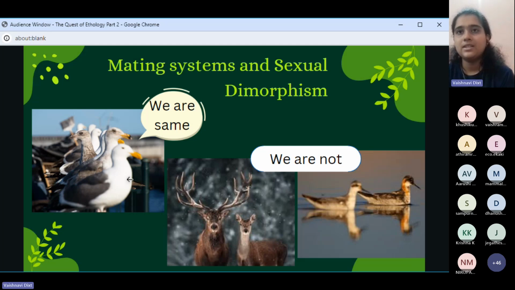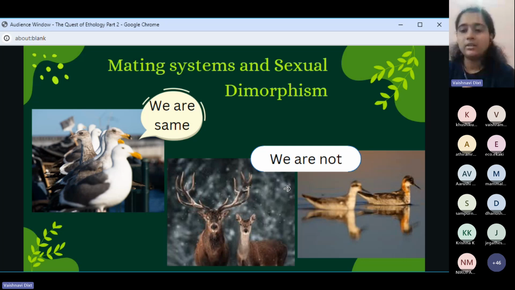But here you can see these are the polygamous species. You can see the male and female are easily distinguishable. In case of polygyny, where one male mates with many females, the male is more ornamented. And in case of polyandry, where one female mates with many males, the female is more ornamented.